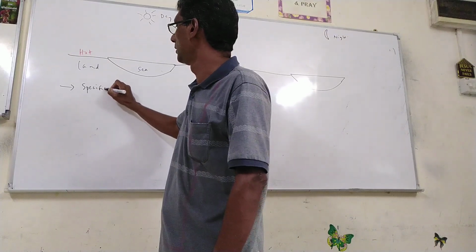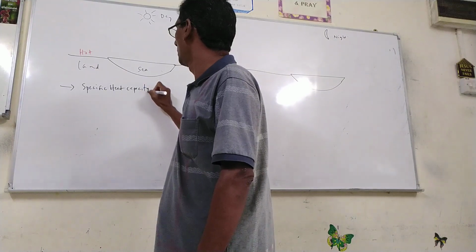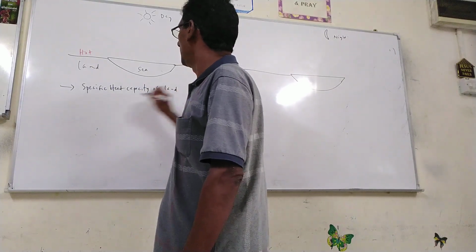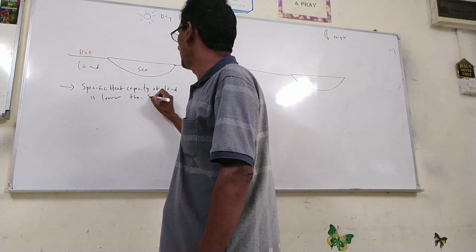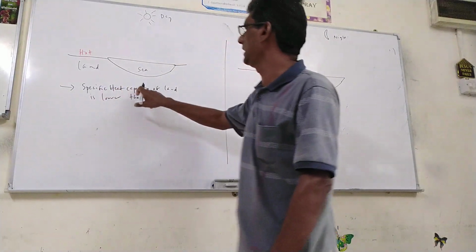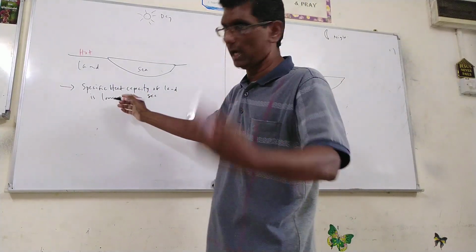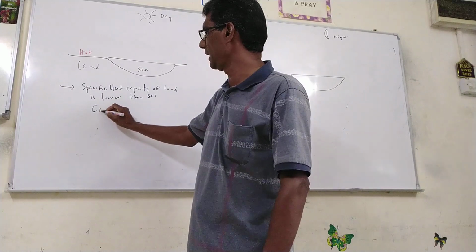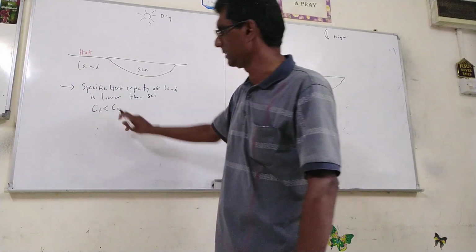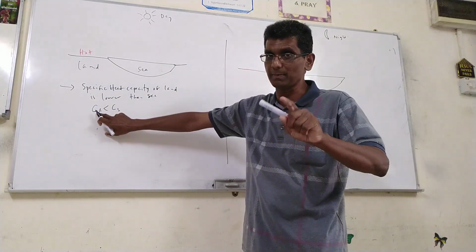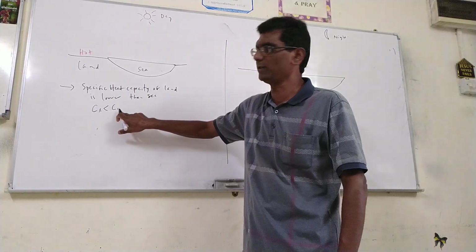The specific heat capacity of land is lower than that of sea. So I put this on land: L means land, lower than sea. The specific heat capacity symbol is C. C of land is lower than C of sea.